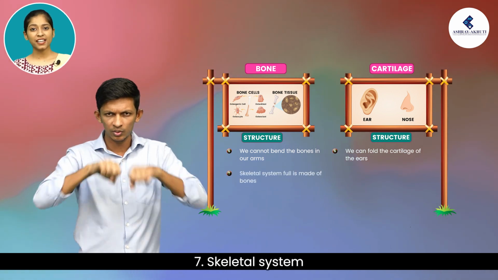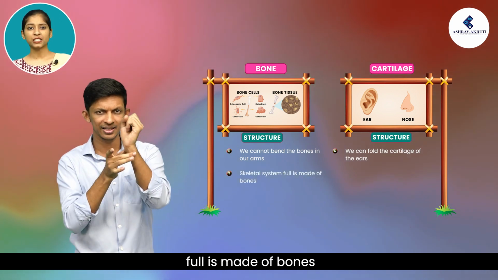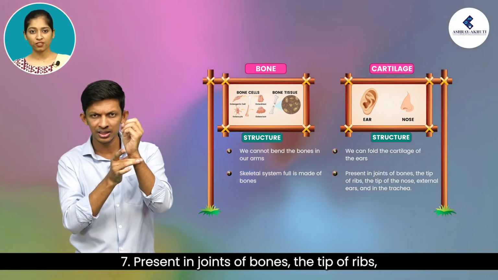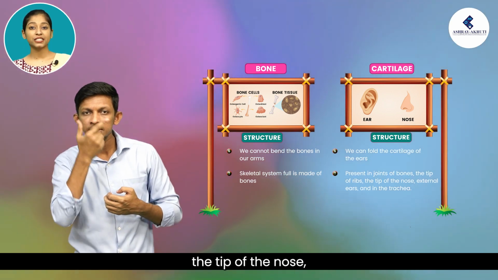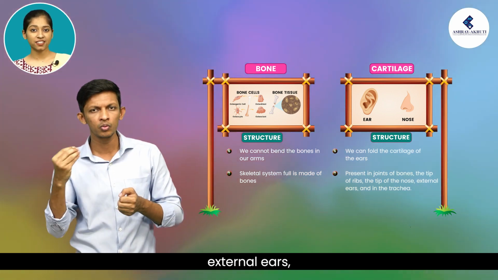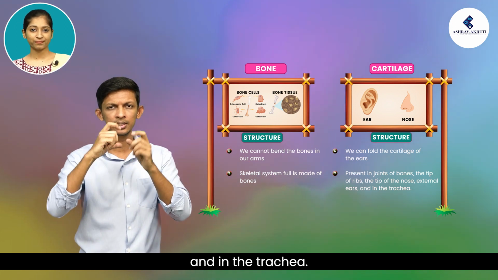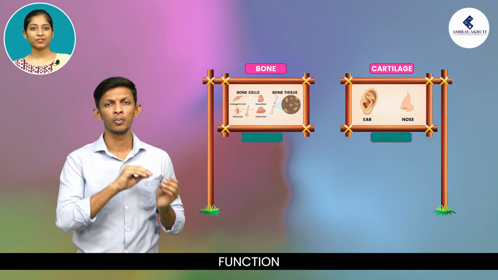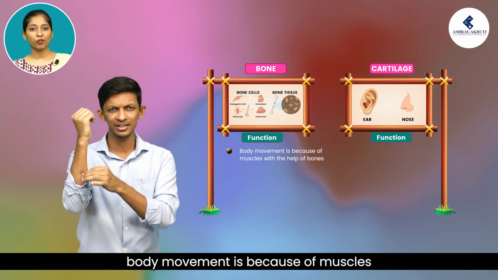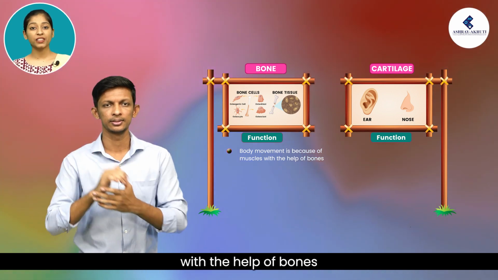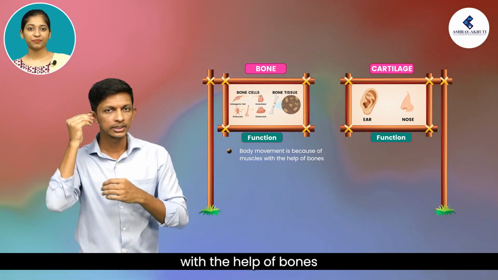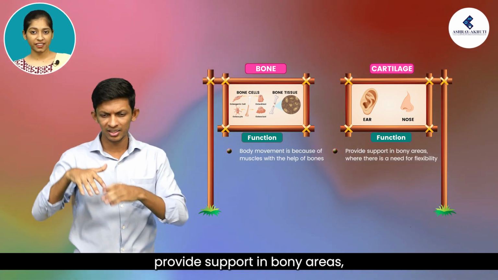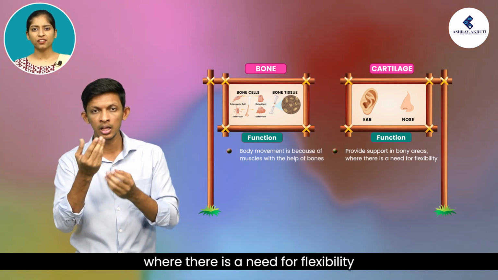Bone. Skeletal system. Full skeleton is made of bones. Cartilage. Present in joints of bones, tip of ribs, tip of the nose, external ears, and in trachea. Function. Body movement is because of muscles with the help of bones. Cartilage provides support on bony areas where there is a need for flexibility.